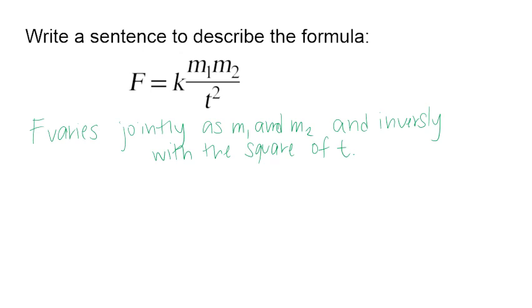If you would have said F varies directly as M1 and M2, that's fine. And inversely with T squared instead of the square of T, that would be fine as well, okay? But you should be able to write out words to describe this, and then also having the words be able to translate that into an equation form.